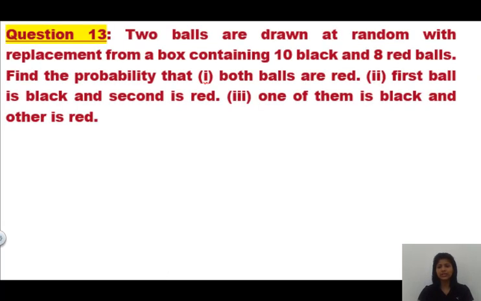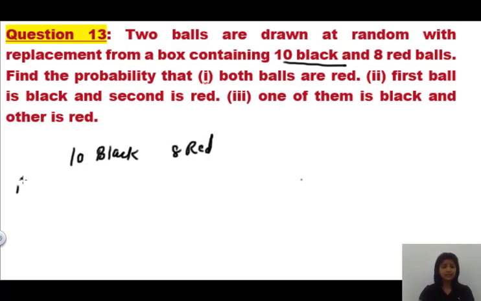Let us move to the next question. Question number 13. In question number 13, they are saying we have two balls drawn with replacement. That means you pick out one, then place it back in the box. How many? 10 black balls we have. 10 black. Okay. And 8 red balls we have.